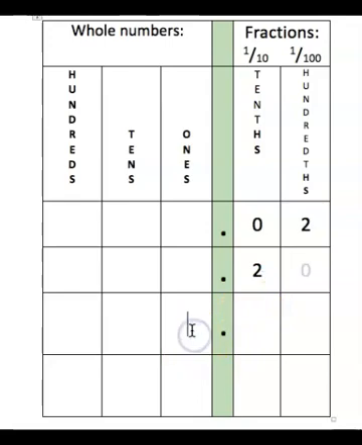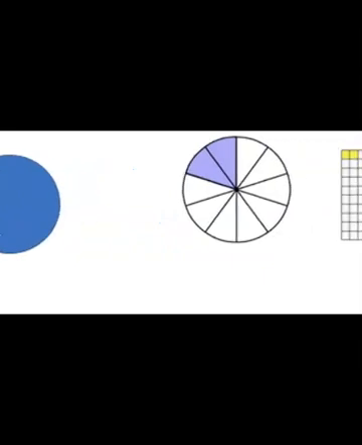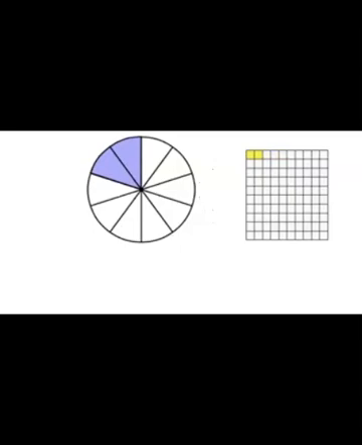Let's see what a 2 looks like when we have it in the ones column. Here are 2 ones. They are 2 whole things, and as you can see, the 2 whole things are bigger than 2 tenths and even bigger than 2 hundredths.